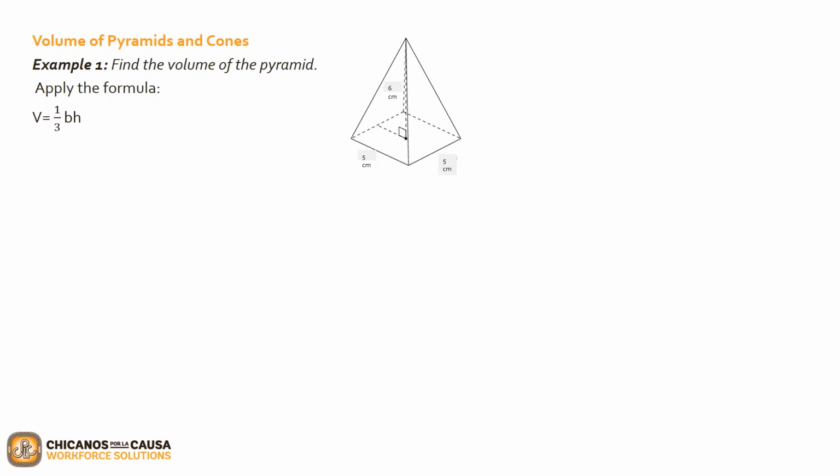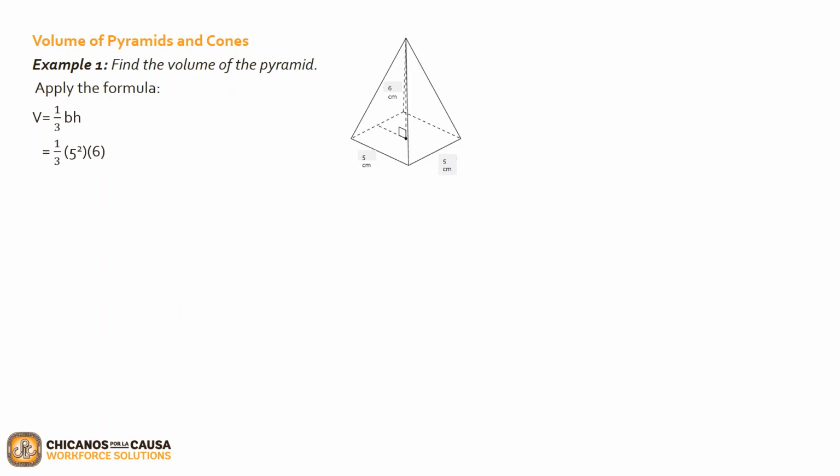We're going to replace the variables with the values that were given to us. So it's going to be 1/3 times 5 squared. Remember, we're looking for the base, and the base of a square is side squared. Pretty much it's the measurement of the side to the second power. Think back to the area of a square in previous lessons.